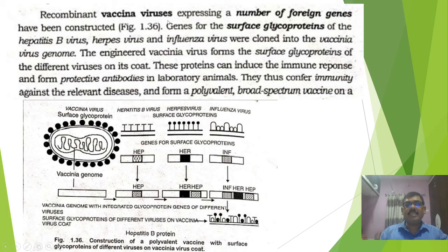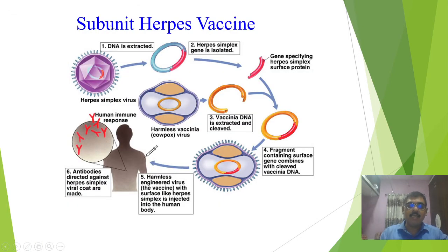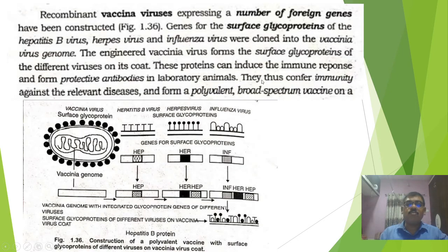Likewise, recombinant vaccinia viruses expressing a number of foreign genes have also been constructed. Here, this virus will produce antibodies only against the herpes simplex virus, because you have ligated only the gene specifying the herpes simplex surface protein. Likewise, you can add two or three genes, and that means a single antibody will confer resistance against many diseases.